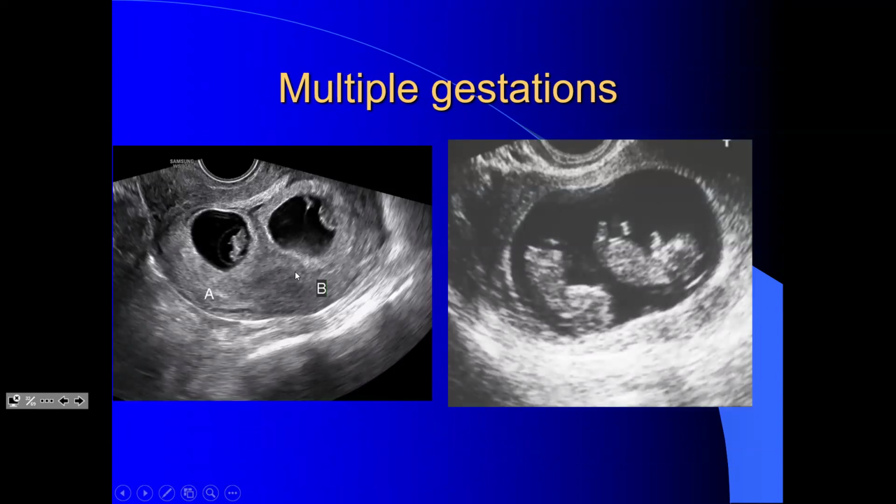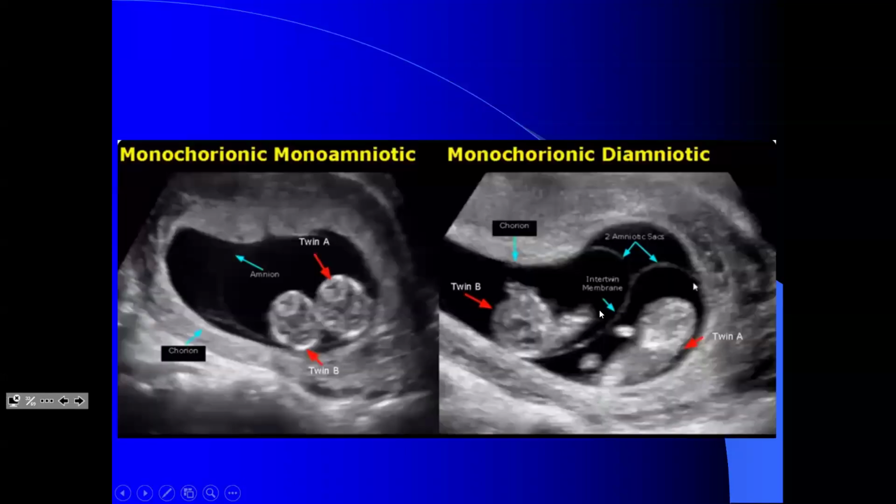Okay, sometimes you would see 2 fetuses or 2 sacs like this, and you see 2 fetal poles. So this is a twin pregnancy. Now, in twin pregnancy, the question is whether they share the amniotic sac or they do not share the amniotic sac. If they share the amniotic sac, then they are identical twins. So they would either both be male or both female, the same gender.